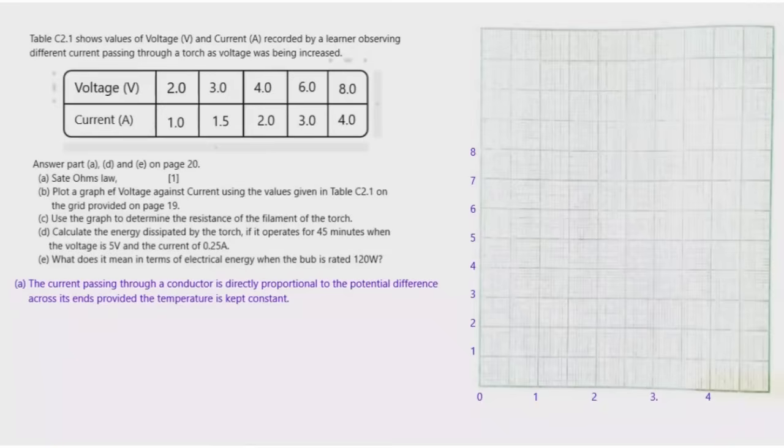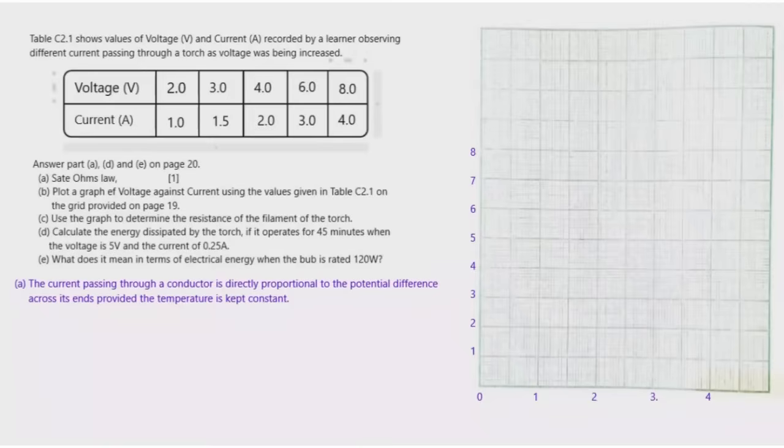Now we have answered question A. We go to question B, which is: plot a graph of voltage against current using the values given in table C 2.1 on the grid provided on page 19. Forget about page 19 and other things. I've brought the graph here on the screen as you can see it. During the exams, you need to go to page 19 and answer the question on that page.